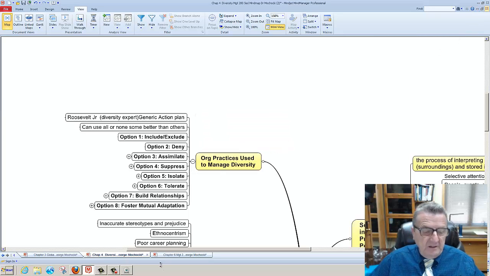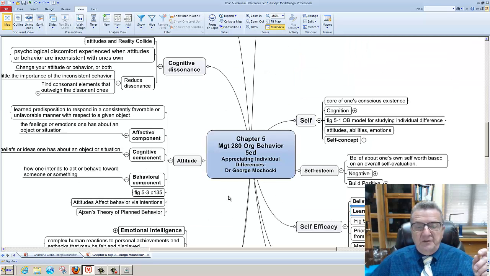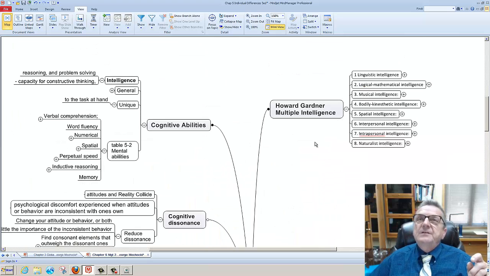I'll put the save on here. And now the next one we're going to do is individual. So if I look at this one here, this one's individual. The biggest one is to understand different people. You have to understand yourself.